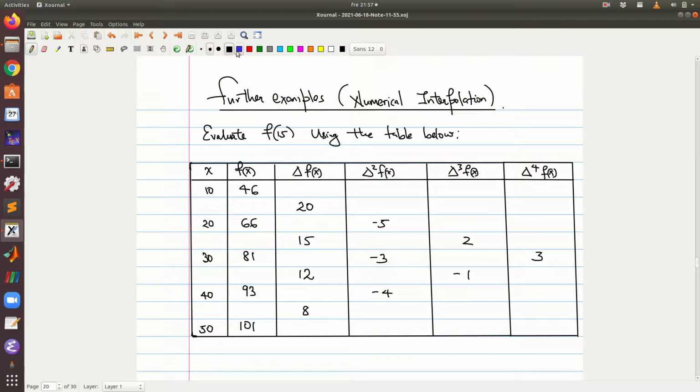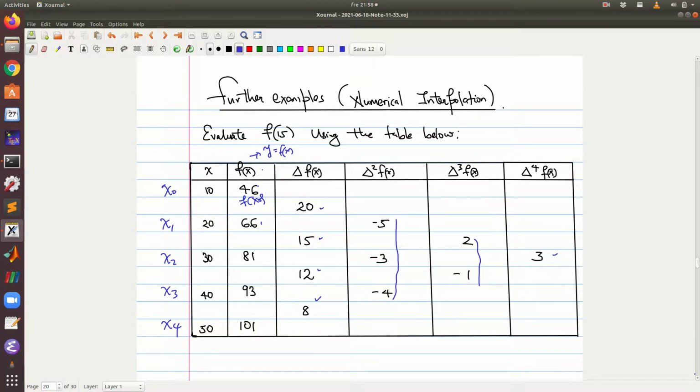For the table below, we have the x values here, and then we have the corresponding f of x. Sometimes we use y equals f of x. In other words, we have our y naught, which is f of x0, this is f at x0, and so on. Then this is the column for the first differences, this is the column for the second differences, the third forward differences, and the fourth forward difference.